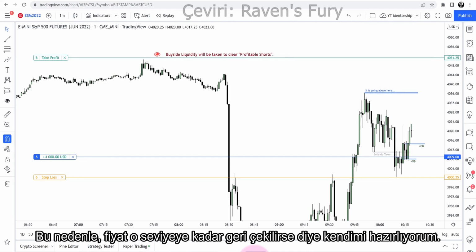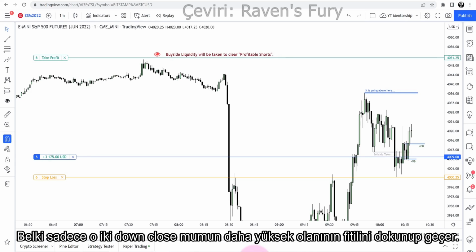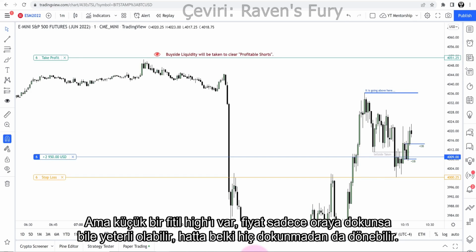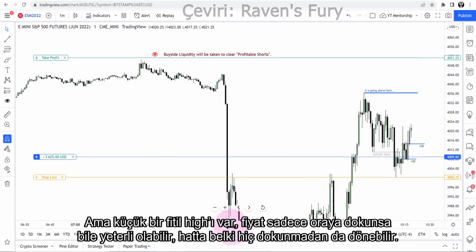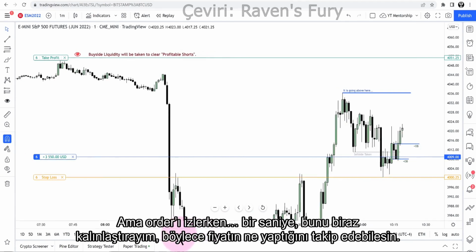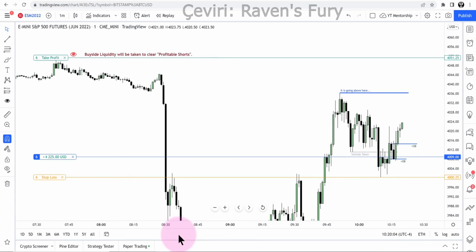So I'm allowing for and preparing myself should it trade down into that level. It might just touch the higher wick of the 2 down closed candles I'm anchoring to. But I'm using the uppermost opening price as kind of like the level I'm looking for. But that small little wick high, it might just touch that and be enough. Or it may not even touch it at all. But when you're watching order flow, you make this a little bit more thicker so you can see it. Be able to track what price is doing.